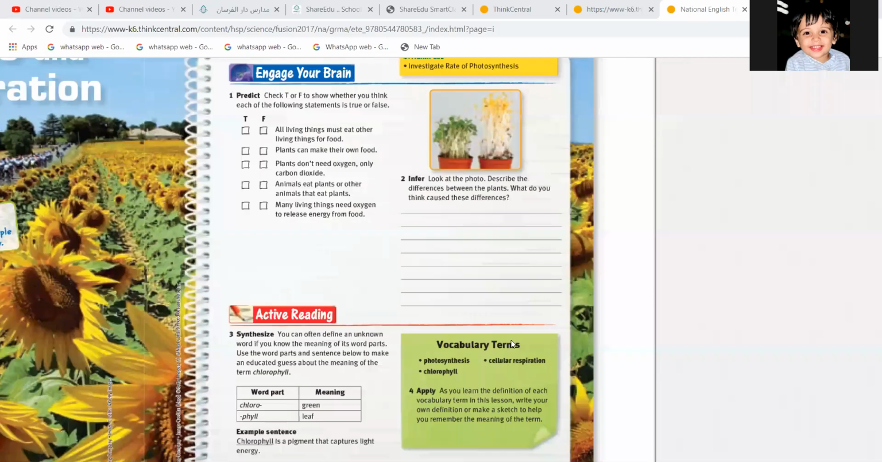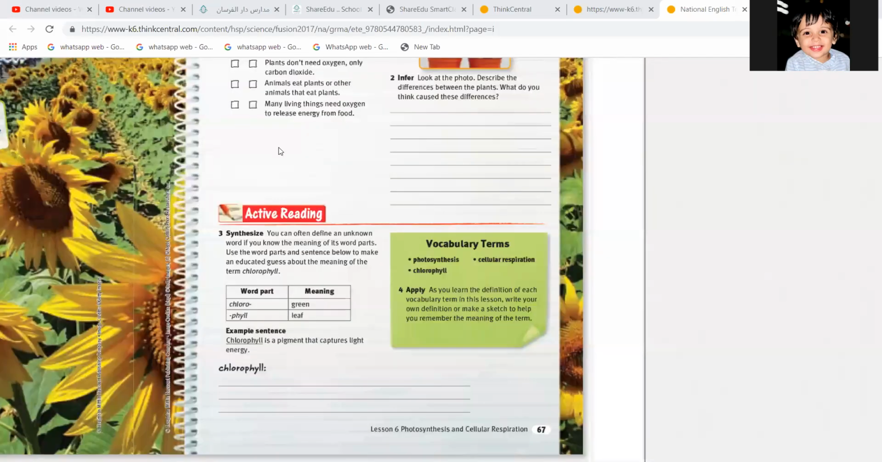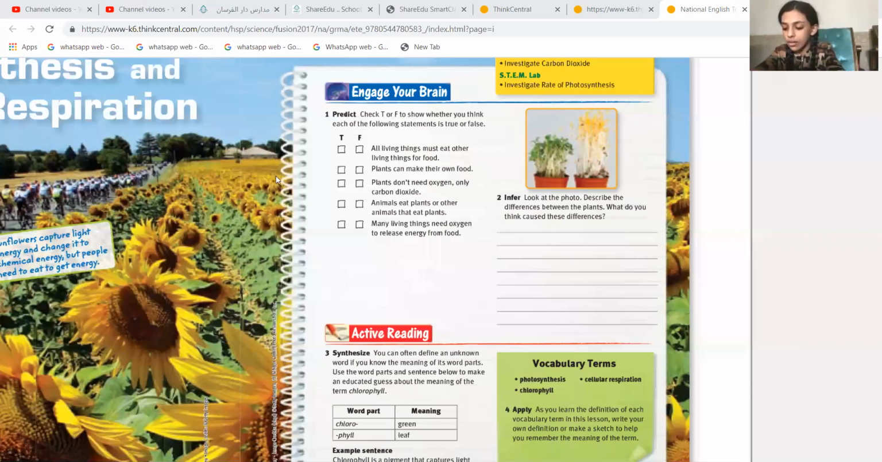Write today's date, page 67. Page 67. And write today's date. It is 12th October.